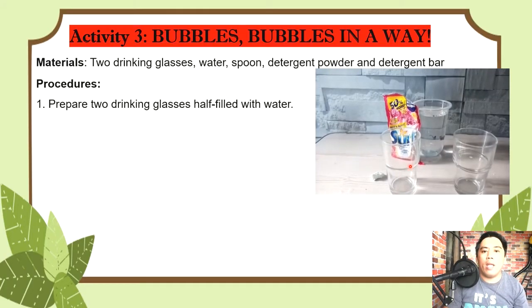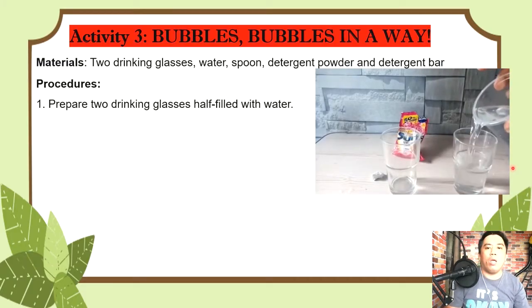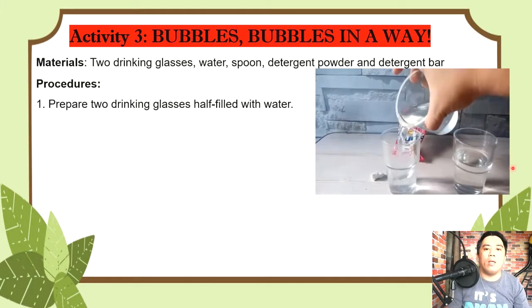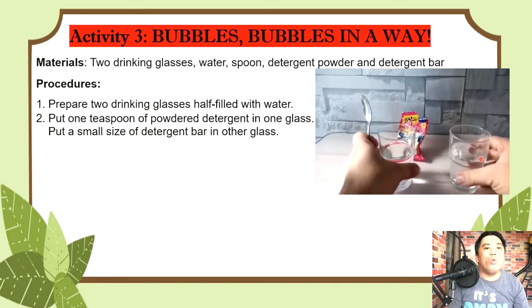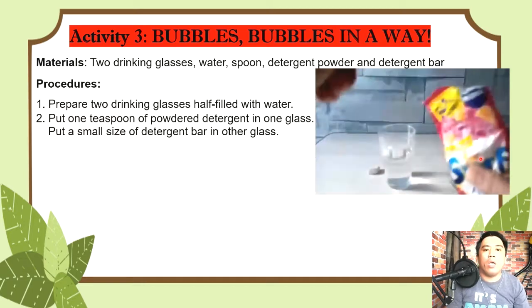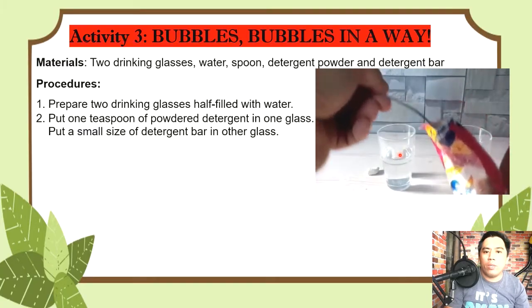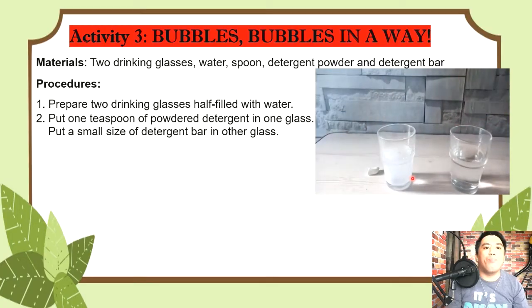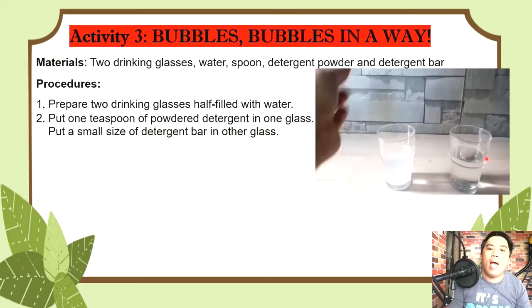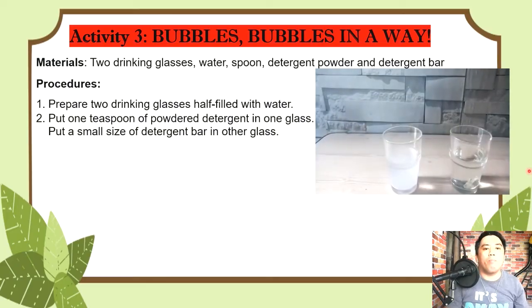So, lagyan natin ng tigkakalahating baso ng tubig ang ating mga baso. Okay. Next, put 1 teaspoon of powder detergent in 1 glass. So, lagyan natin ng 1 teaspoon of powder detergent ang isang baso. And put a small size of detergent bar in other glass. So, dito, lagay natin yung ating detergent bar.